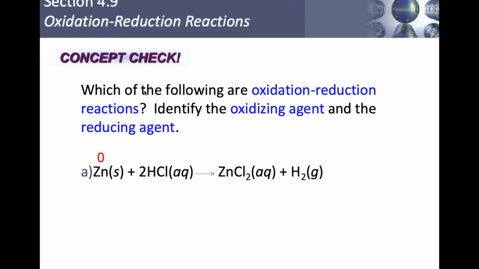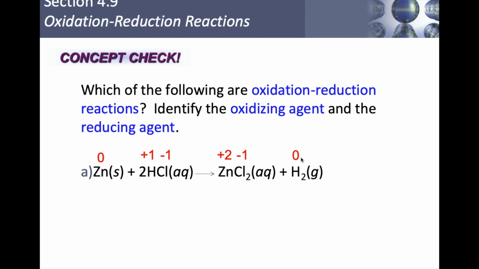I know that any pure element is 0. So that means that zinc is 0, and hydrogen's a diatomic gas, it's also 0, in its elemental form. But what about the rest? Let's start here. I've got +1 for hydrogen, -1 for chlorine. Here, -1, that means -2 overall, so that's a +2. So look, my zinc is changing from 0 to +2, and my hydrogen is changing from +1 to 0.